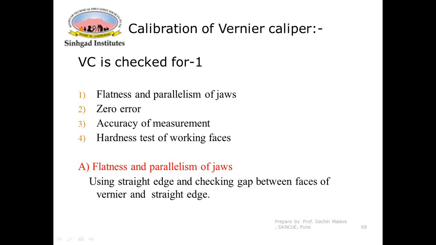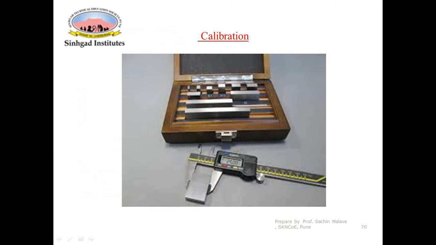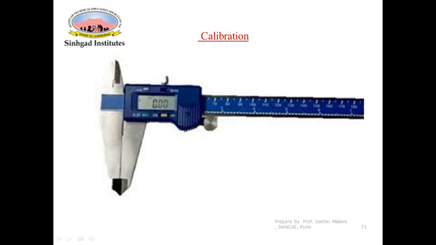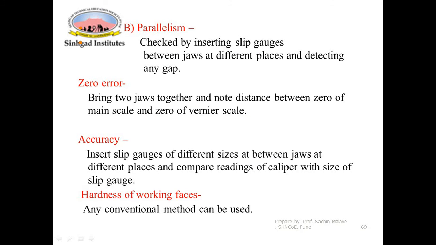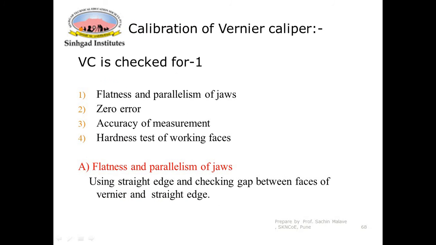Then third is the accuracy of the measurement, meaning the vernier is checked for its accuracy, whether it is giving me the correct reading or not. And the fourth one is a hardness test of the working faces. These are the working faces, and they must be hard enough because pressure is applied. Now we will see how these parameters are checked one by one.